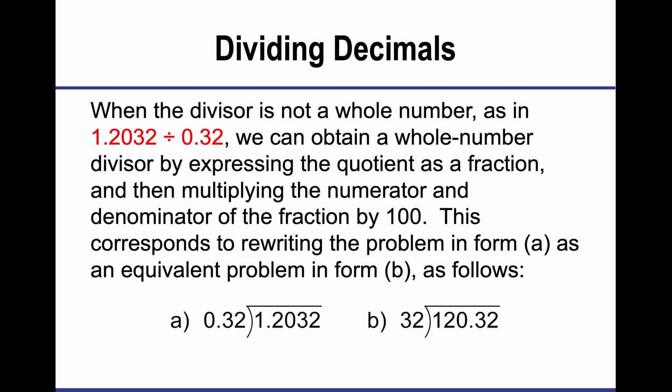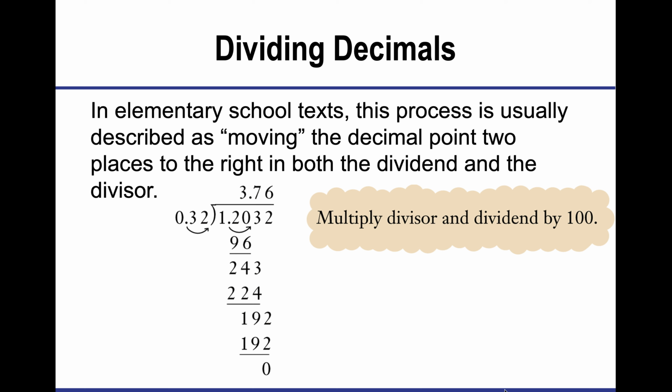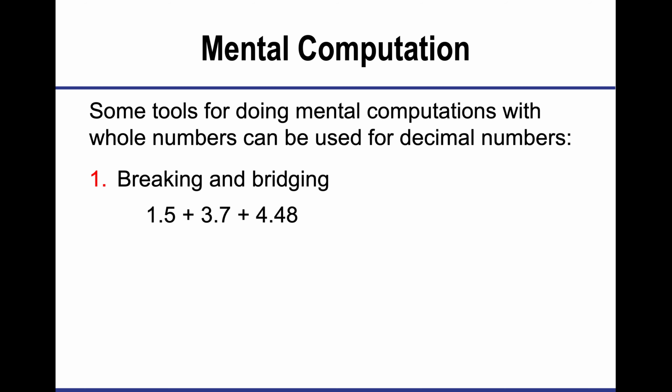So when the divisor is not a whole number, like here, we can get to a whole number by expressing the quotient as a fraction. So basically, if you look at A and B, I move the decimal 2 places to the right in front of the division symbol and inside. Do you see that? I moved it both. So if you move it between both, you can do that and get the right answer. So see here, we multiplied the divisor basically by 100. That's my justification for how I came up with it. And then you're just going to divide like normal.